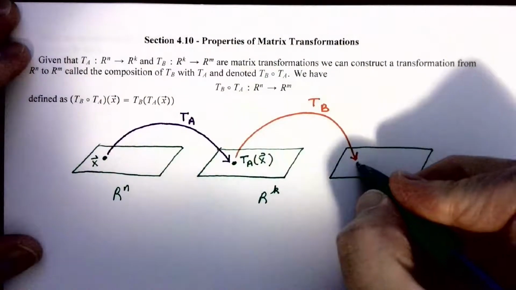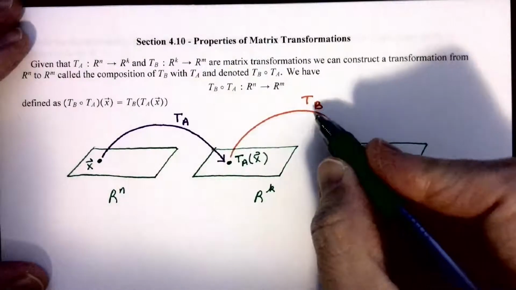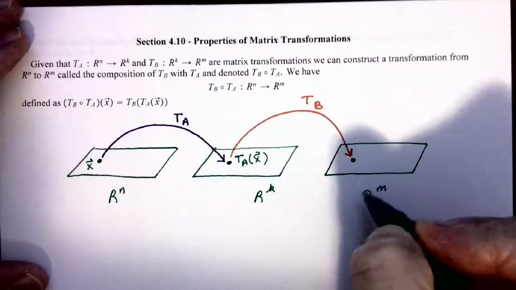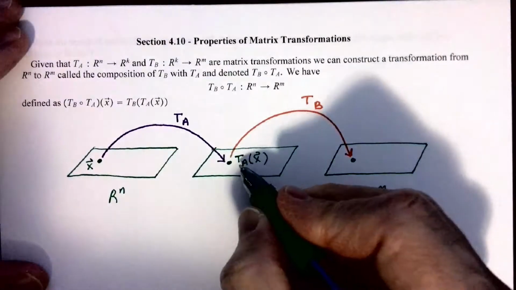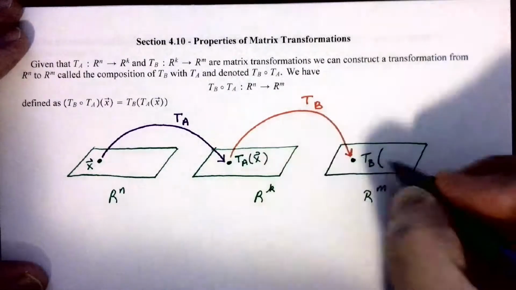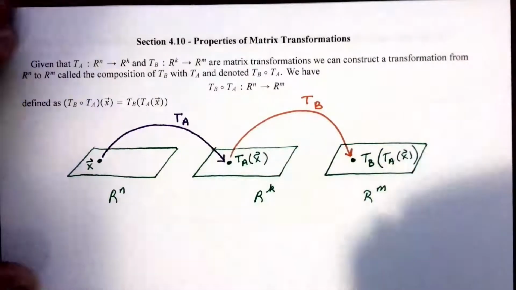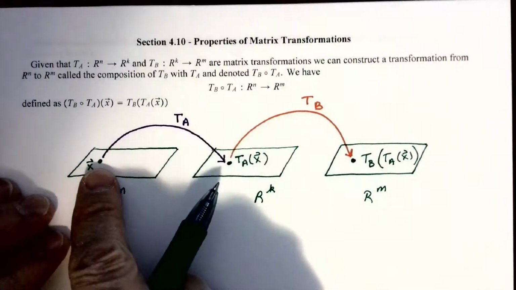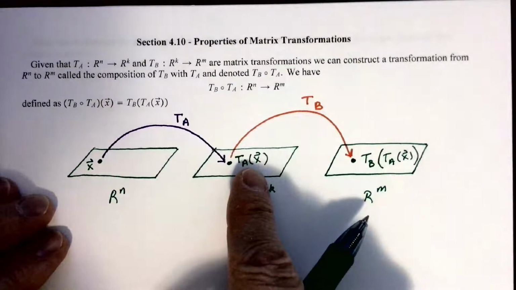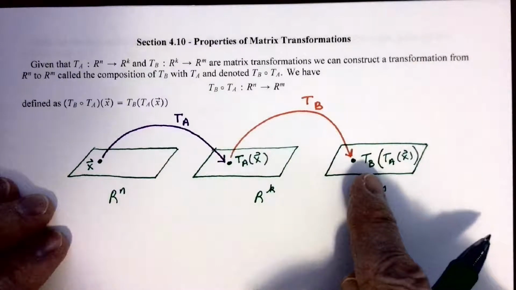And so this is now what? How would we denote the image under transformation B, the vector in M space? It's an M tuple. Well, it's TB of what? What are we inputting? TA of X. And so we've got this composition going on, right? So I first take X, apply transformation A, I get TA of X, and then I take that, plug it into transformation B, so to speak, and I get this final result.